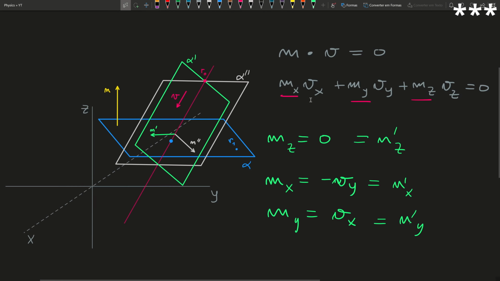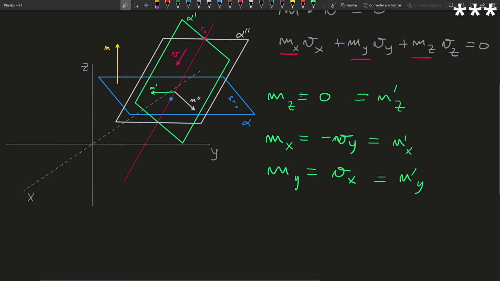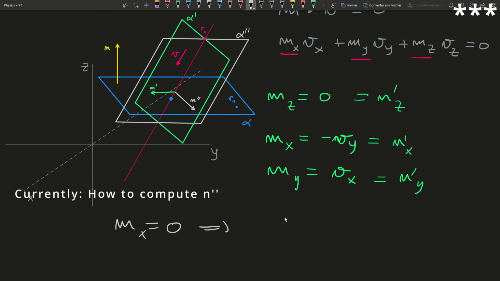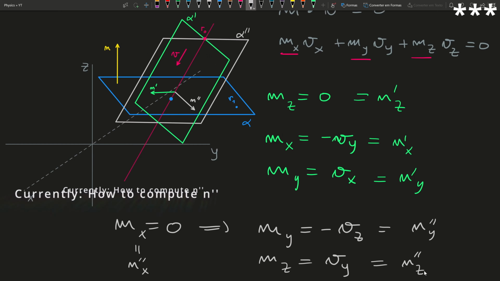We want now to find a different perpendicular vector, and so let's introduce a different constraint by setting, for example, mx equal to 0. By doing so, mx equal to 0, that implies immediately that we can guess that my is equal to minus v of z, and mz is equal to v of y. As a result, we can set this n double prime x, this thing n double prime y, and finally this n double prime z. With those two perpendicular vectors in our hands, we can now write the equations for the planes.